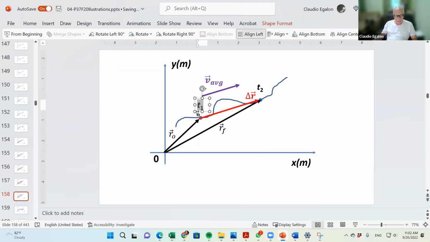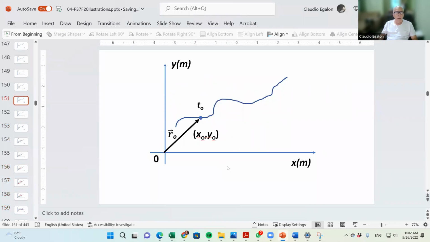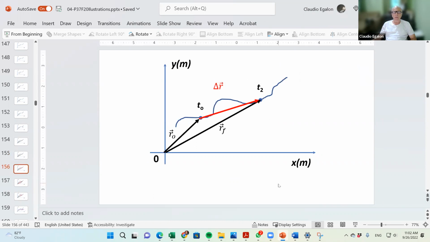I'm going to fix that, but I don't want to disclose everything to you. Here you go. Now this one's going to be T1. I'll call that X1, Y1. And then instead of calling the coordinate X1, Y1, I just say, look, we have this position vector RF, the final position. So the displacement vector in this illustration is going to be the vector that goes from the initial position to the final position. Make sense?